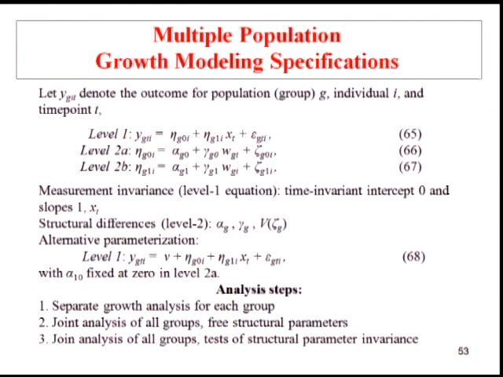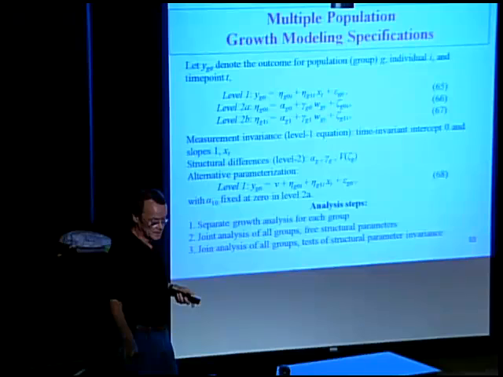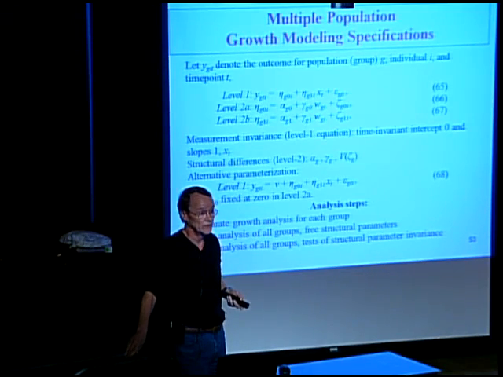Separate growth analysis for each group is recommended in multiple group settings. Joint analysis of all groups, where the structural parameters, such as the growth factor parameters, are different. And then the analysis where we hold them equal to test if they are the same or not. For instance, testing that the slope growth factor mean is the same or different for treatment and control.